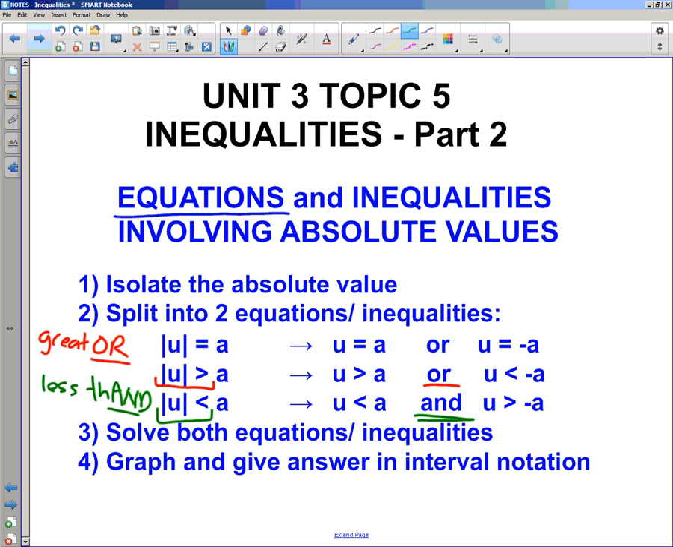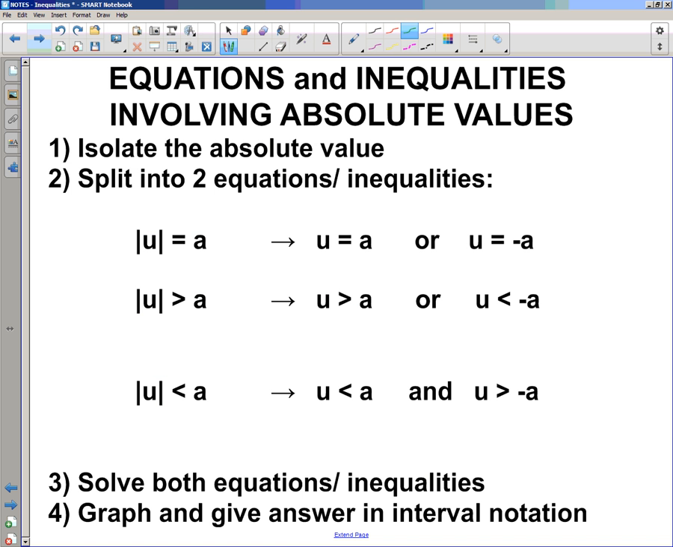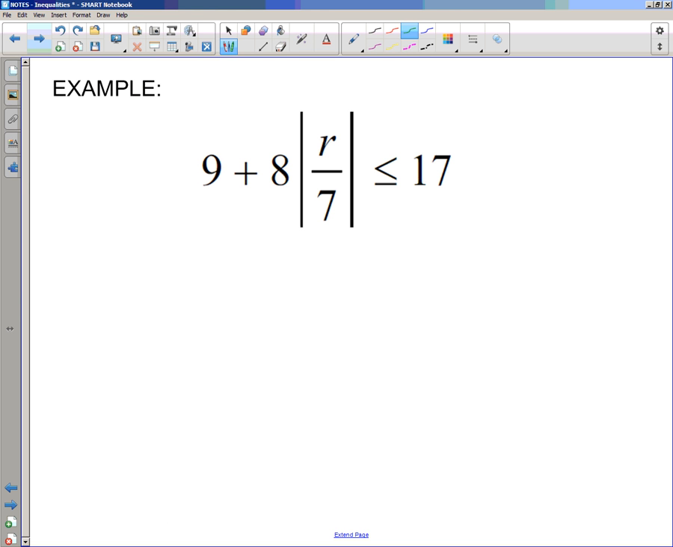A couple quick examples here, and then we'll be finished. Scratch this interval notation part. We're going to give our answers the same way that we have been. Okay, let's do a couple examples. We can come back and answer some questions. That's the same stuff.